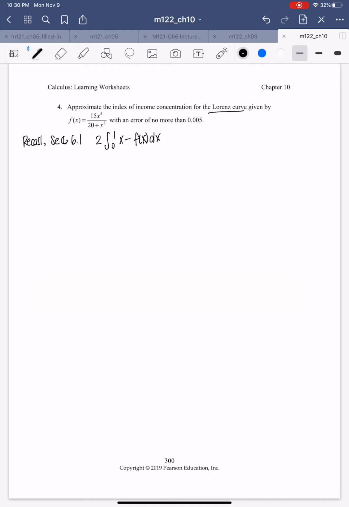Okay, let's begin from the beginning. What do I have to know? I have to first approximate this function within no more than 0.005. So this is my Lorentz curve. By the formula, I can separate the integral. So this is 2 integral 0 to 1 x dx. I just like separating, and then twice the integral of 0 to 1 of f of x dx.